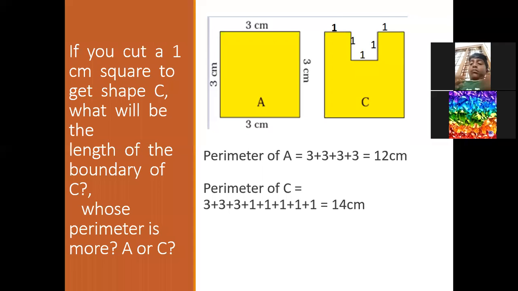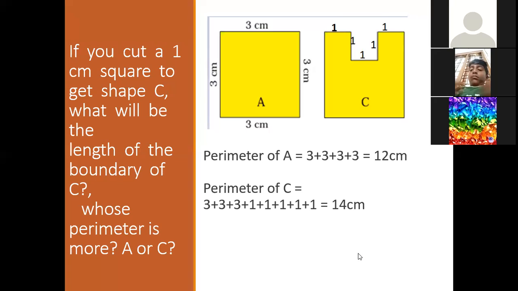Perimeter of C is more when compared to A. Completed? Yes, sir. Over, sir. Over, A and C. C is having more perimeter.